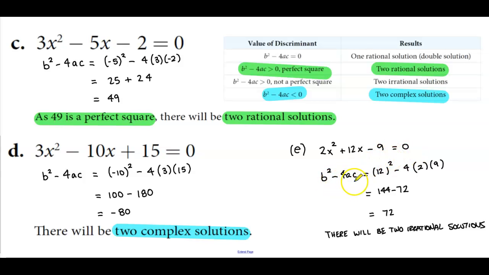An additional example, if we have 2x squared plus 12x minus 9 equals 0, we get b squared minus 4ac, we get 12 squared minus 4 times 2 times 9. We get 144 minus 72, which is equal to 72. So that means the discriminant is greater than 0, but it's not a perfect square. And if that is the case, then we end up with two irrational solutions.